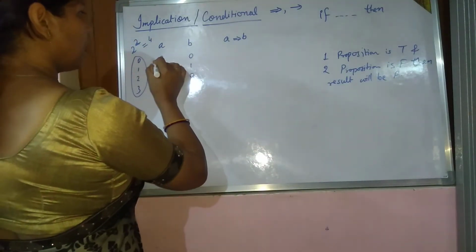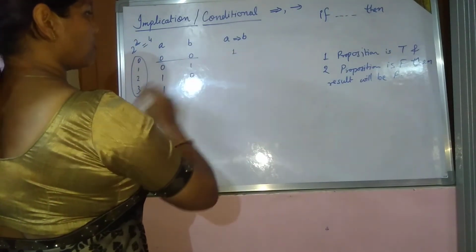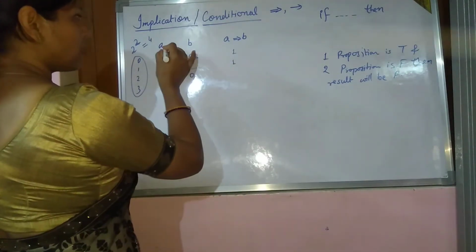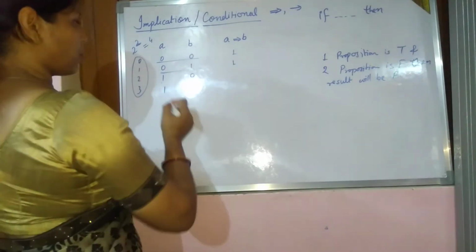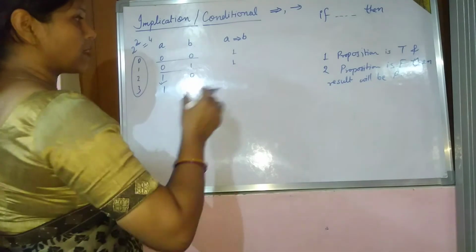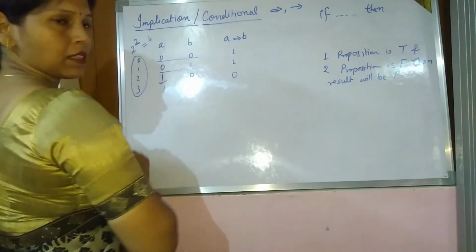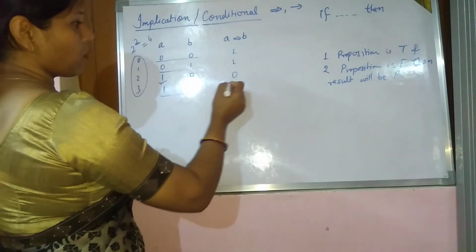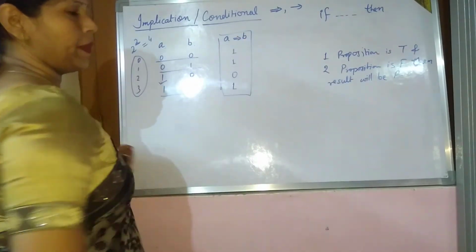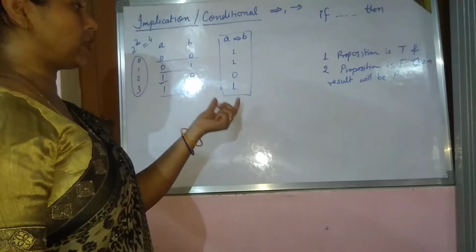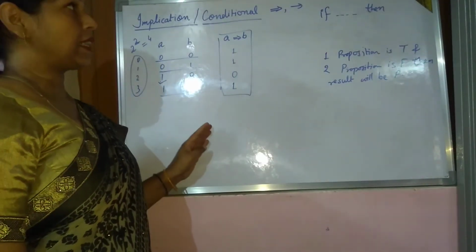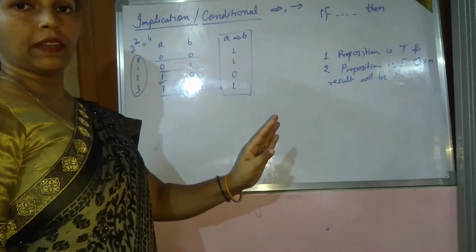So it's simple. Here is 0, 0, the result will be true. 0, 1, the result will be 1. Here, A is the first proposition and B is the second proposition. So the first proposition is true, but the second proposition is false, then the result will be false. Here, 1, 1, the result will be true. This is the truth table of A implies B. This connective uses if then.